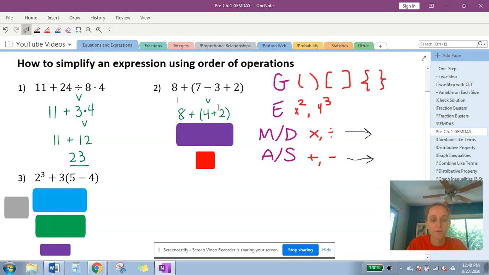And I write everything down again. And then I'm still inside the parentheses here. So 4 plus 2 is 6. And I drop the parentheses because there's nothing to do inside them anymore. And then 8 plus 6 is 14.